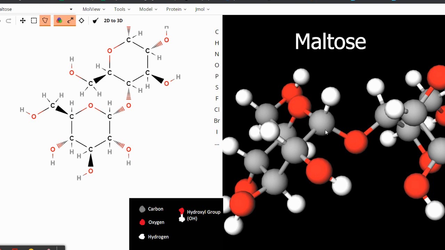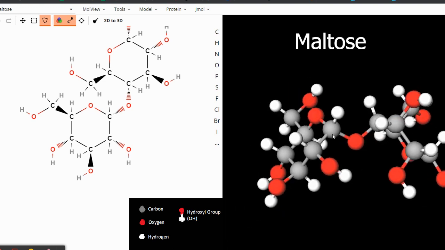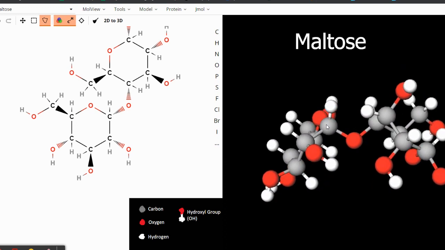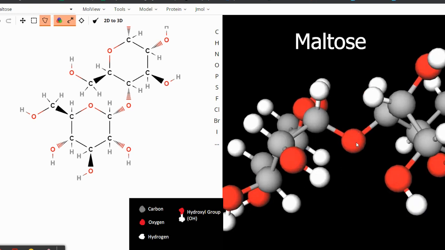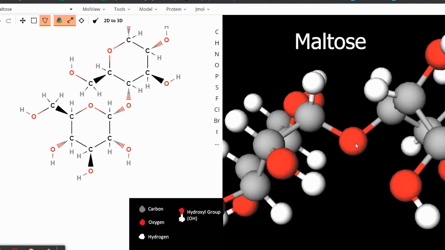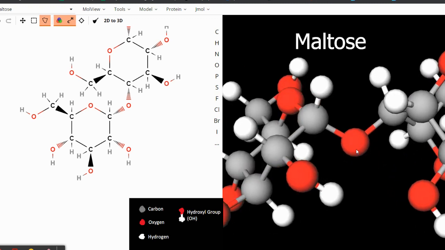When 2 monosaccharides, which in this case are 2 alpha glucose, bond together, they form a disaccharide called maltose. As you can see from the third model here, this is the first glucose and this is the second glucose. The first glucose and the second glucose are bonded together through this oxygen atom in the middle. What happened here was a process called dehydration synthesis.